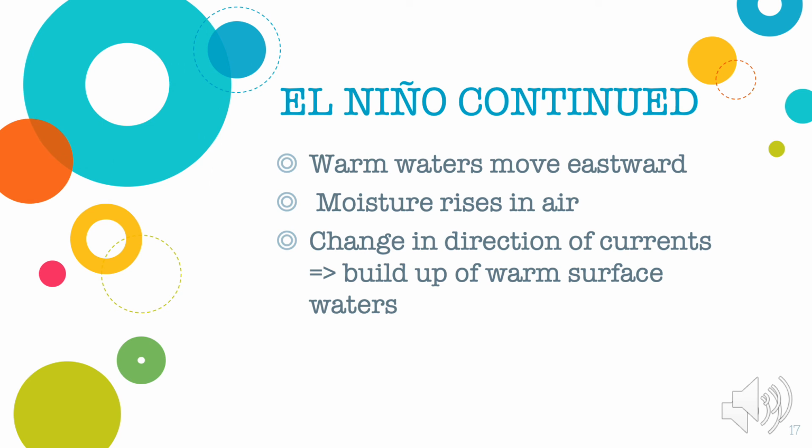During an El Niño event, the warm waters that would usually move westward now move eastward, which causes moisture to rise into the air. The change in the direction of the currents causes a buildup of warm surface waters off the Peruvian coast.